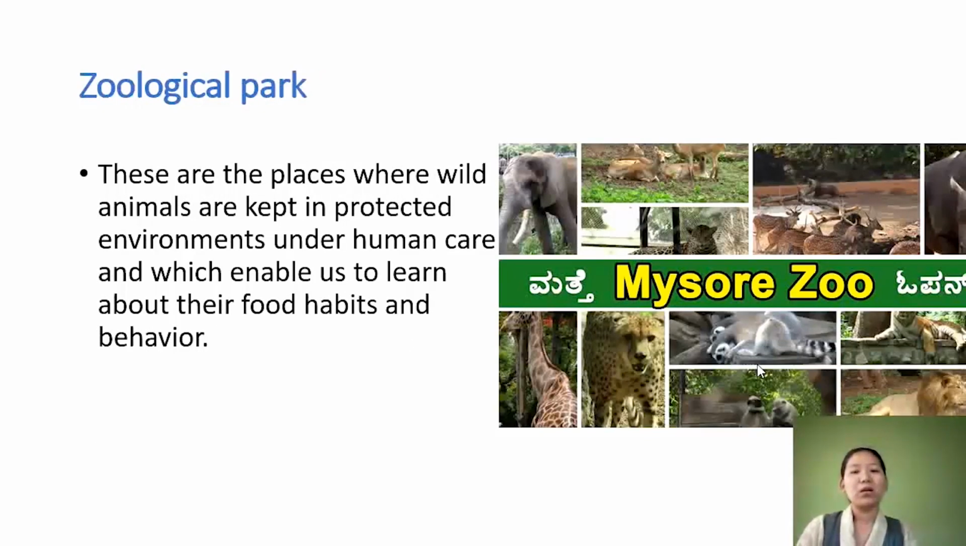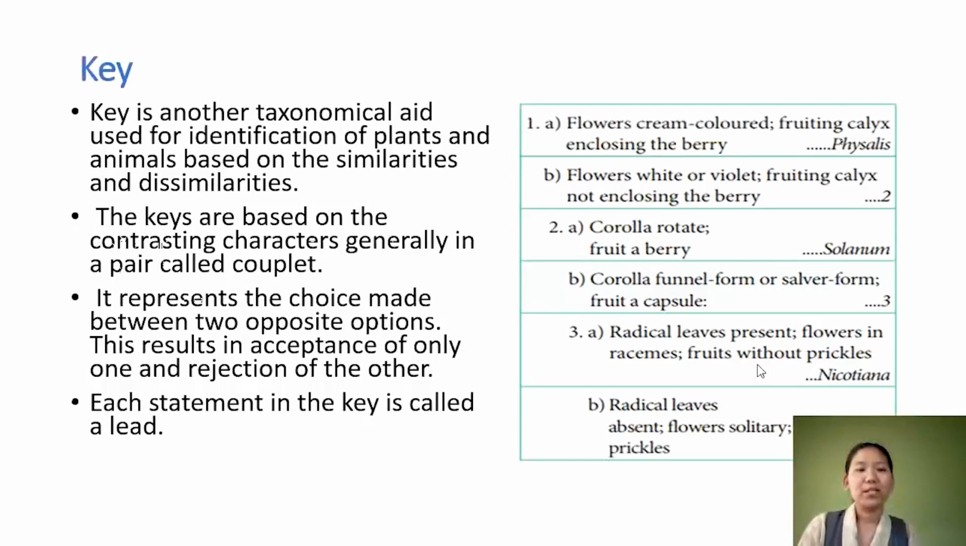Zoological park, otherwise called zoo. These are the places where wild animals are kept in a protected environment under human care, and it helps us to study their food habits and behavior. In the zoo, as far as possible, they are provided with the environment they have in their natural habitat.